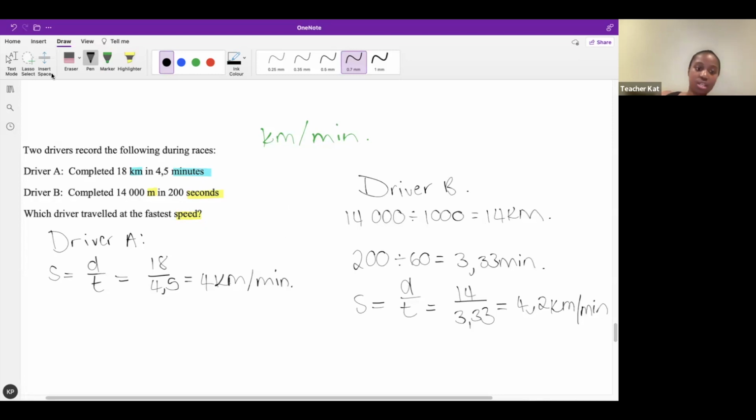So which guy was faster here? Driver B is fastest. So you must always answer your question. Driver B is fastest.